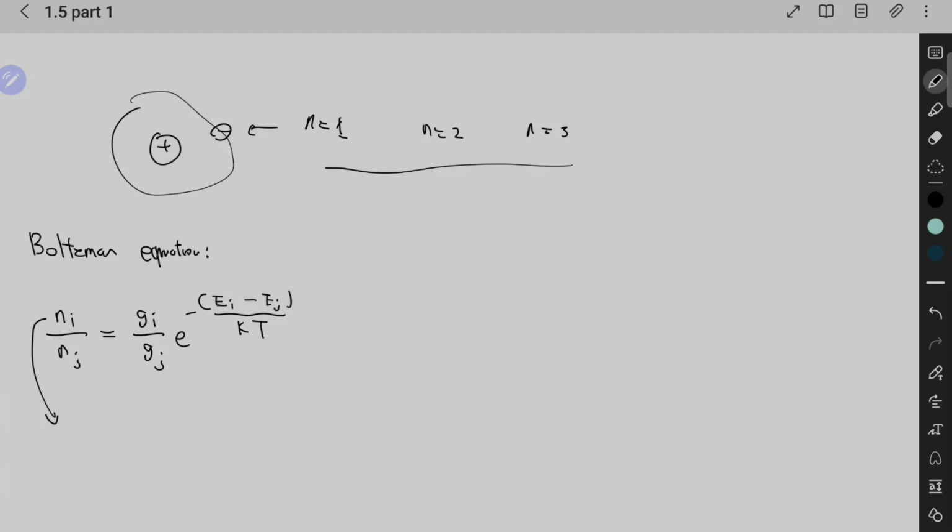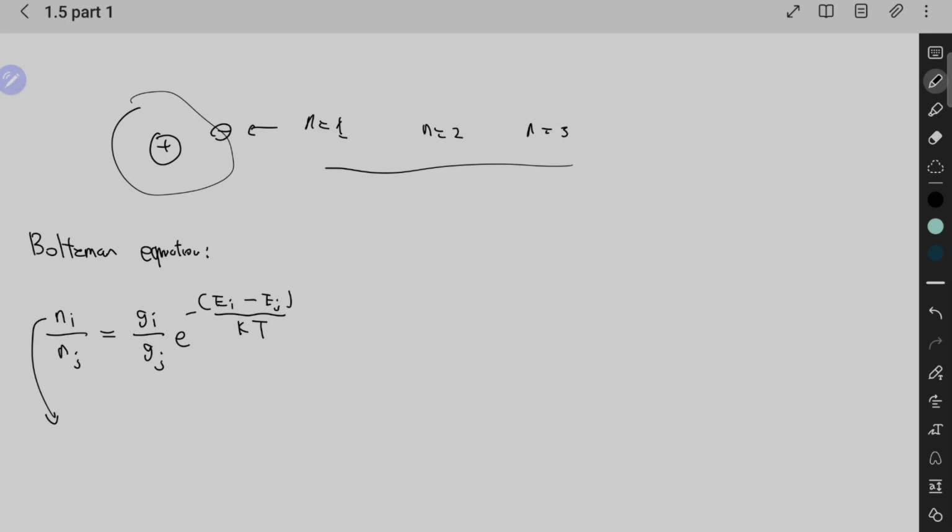It gives you the ratio of how many electrons are in the energy level n equals 2 versus n equals 1, right? So what this equation does is give us the ratio between two energy levels, like how many electrons occupy this energy level compared to another energy level. And to calculate that, we need the temperature and the energy difference between them. So that's a quick summation of this Boltzmann equation.